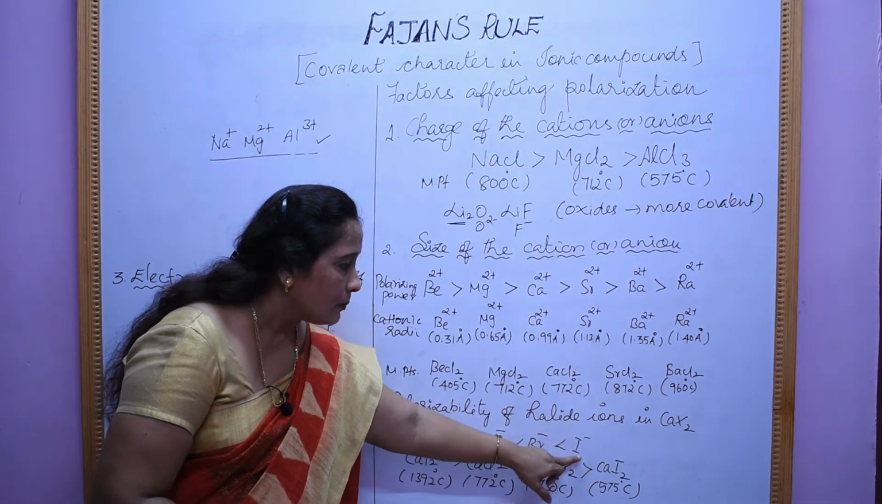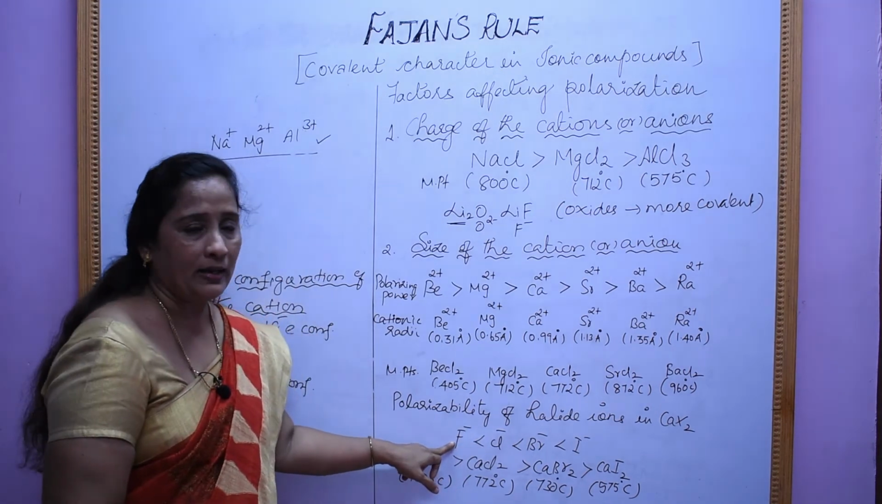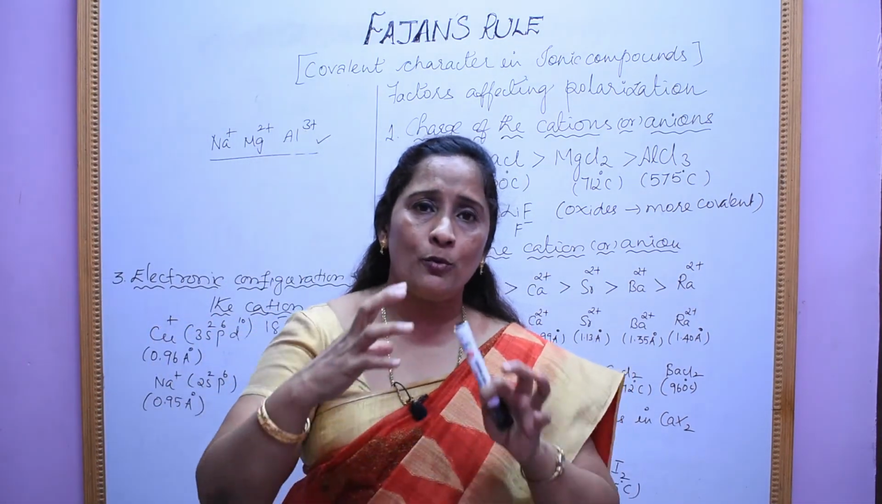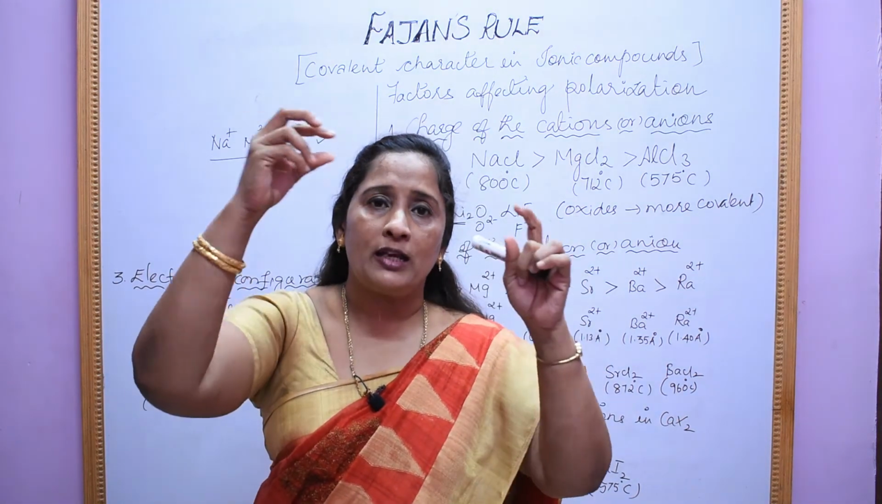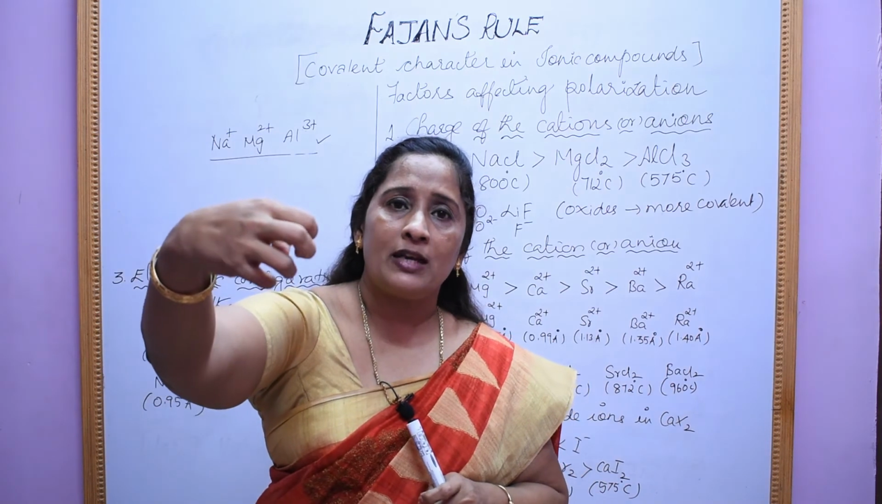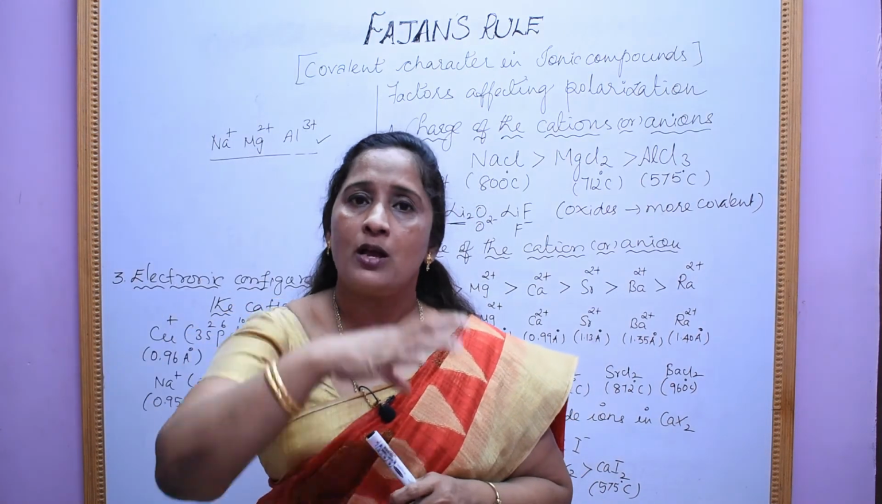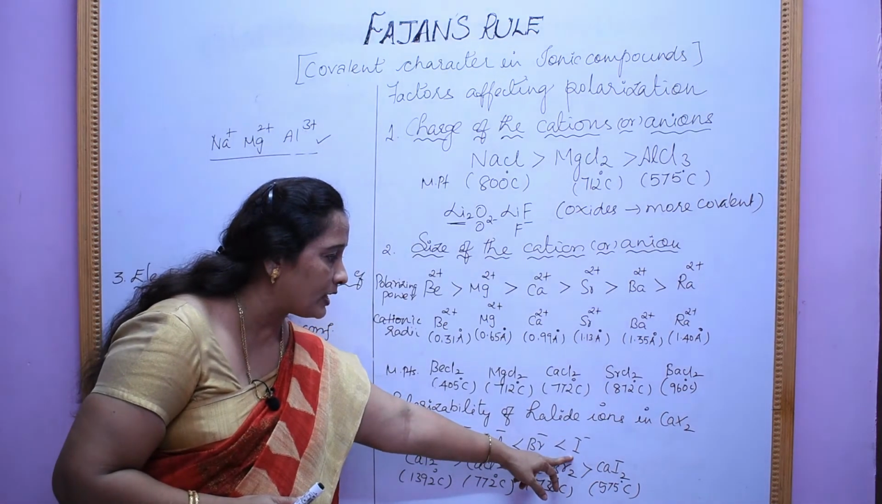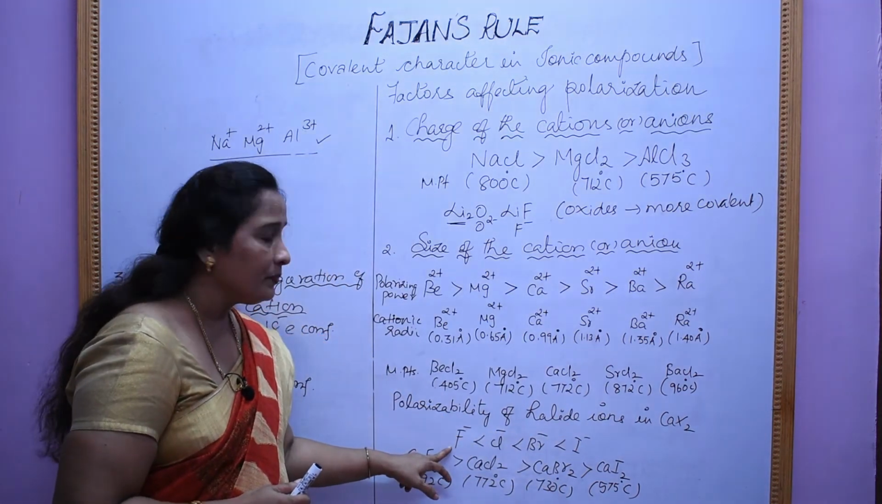I minus is polarized more when compared to F minus. Why is I minus more polarized when compared to F minus? Iodine is bigger in size, so the outermost electrons are far away from the nucleus. Therefore, it is very easy to remove the electron from the outermost shell of the iodine. So we say that I minus is polarized more when compared to F minus.